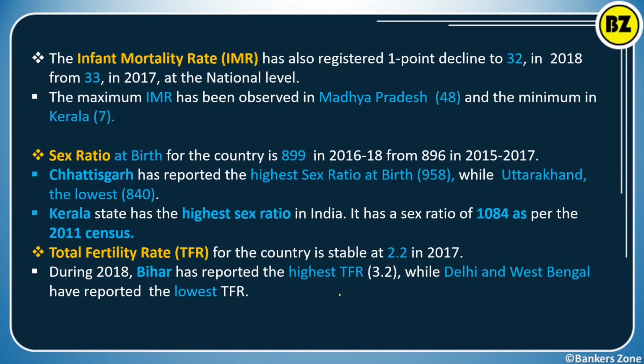So you should understand at least the concept. Fertility rate means how many children are being produced by the female, simply, right? So in simple words, Bihar is having the highest. You can easily apply common sense and you will get the answer to that. Bihar is having the highest at 3.2 and the lowest is in Delhi and West Bengal.